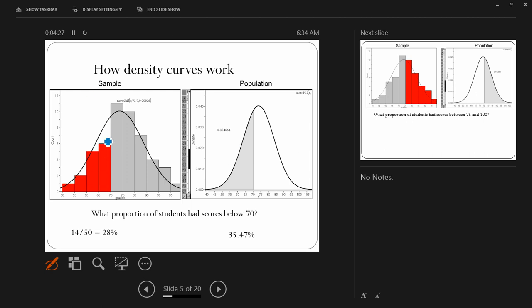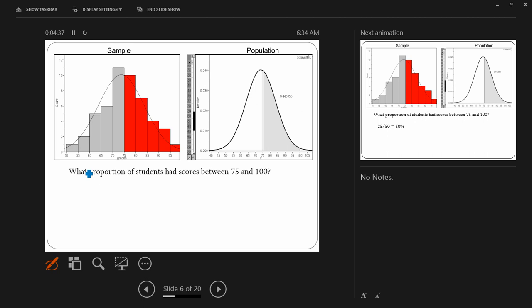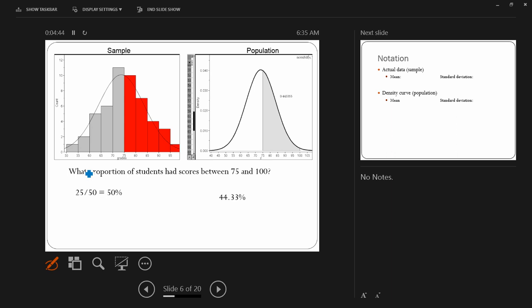Where does the difference come from? Well, if you look, there are some gaps underneath the curve that aren't really accounted for, and that's where that extra probably 7% is going to come from. We'll talk about how to get that in just a little bit. Between the 75 and 100, we said counting it was 25 out of 50, or 50%. But if you did the shading, it's actually 43.